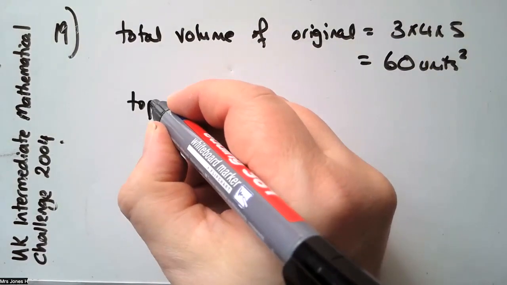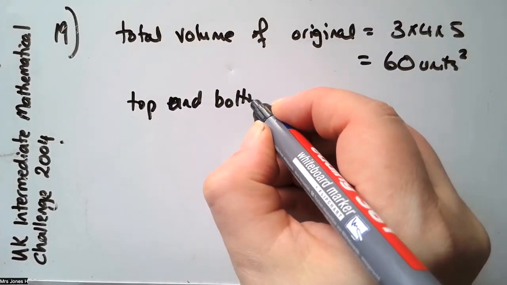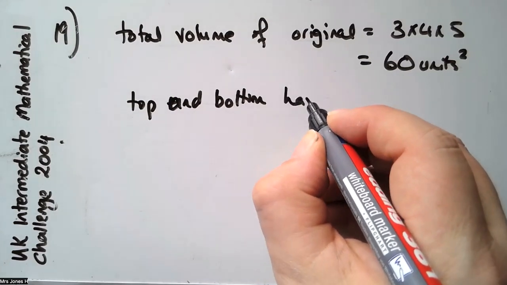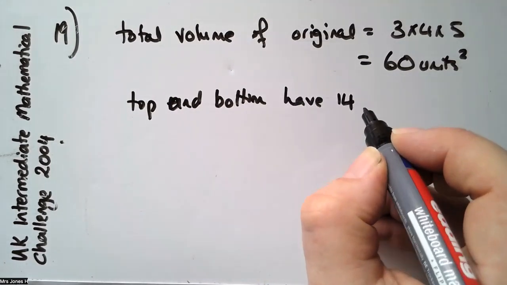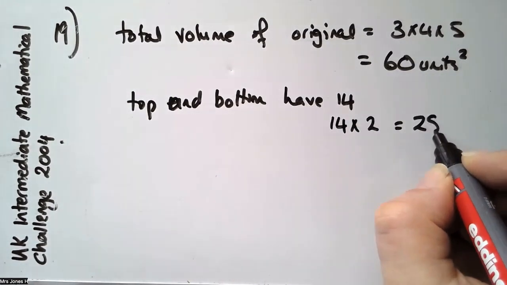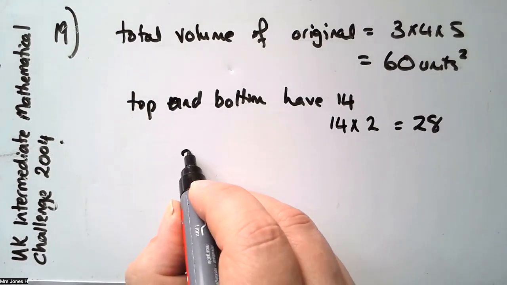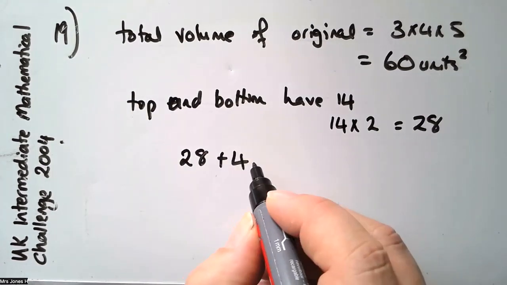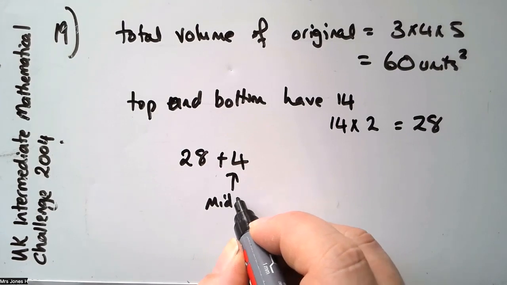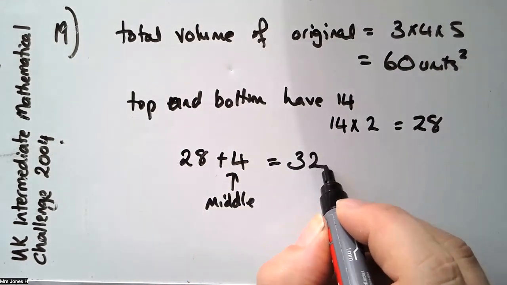So the top and bottom have 14. 14 multiplied by 2 is 28. So 28 is the top and the bottom, and then we need to add the 4 for the middle. And as I say, it's that bit that I really couldn't get my head around.